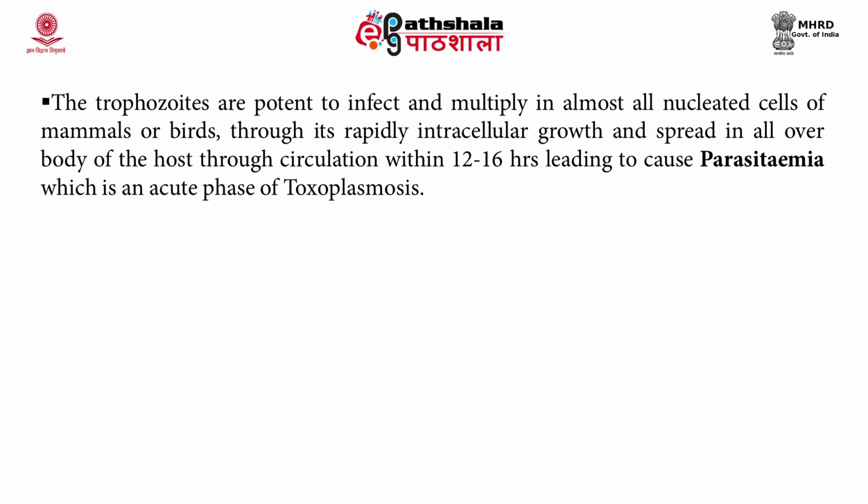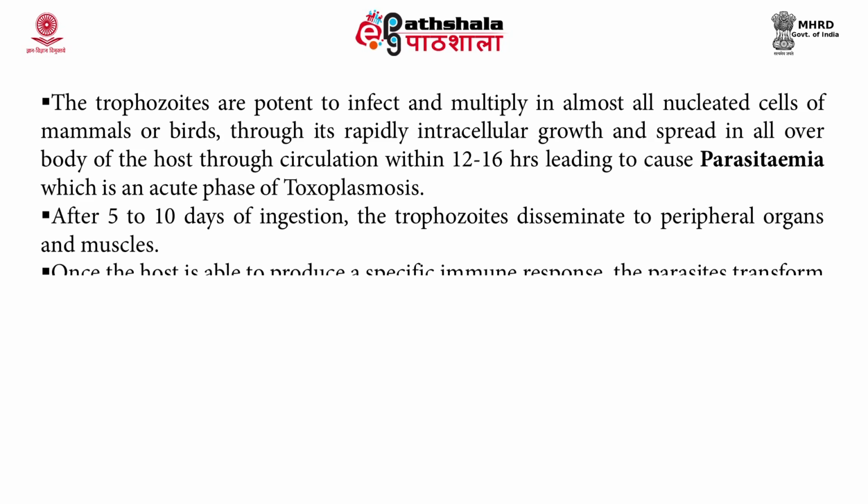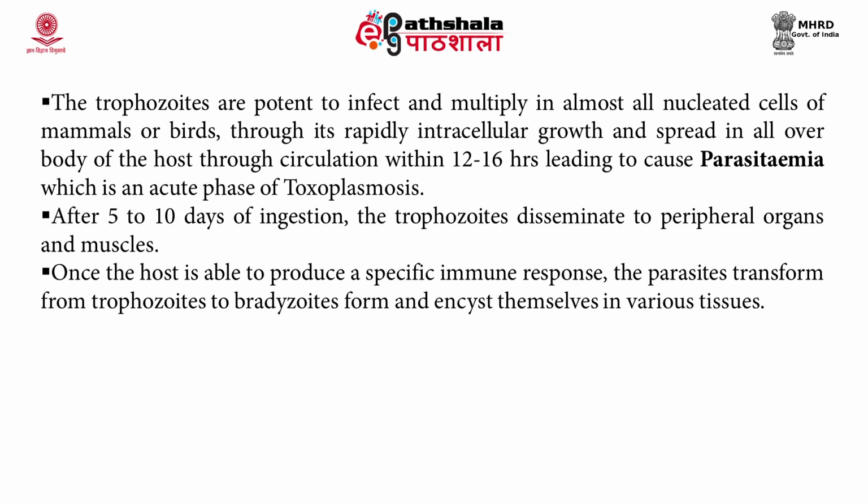leading to parasitemia, which is the acute phase of toxoplasmosis. After 5 to 10 days of ingestion, the trophozoites disseminate to peripheral organs and muscles. Once the host is able to produce a specific immune response, the parasites transform from the trophozoite to the bradyzoite form and establish themselves in various tissues.